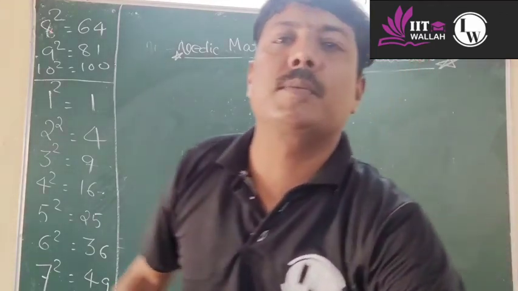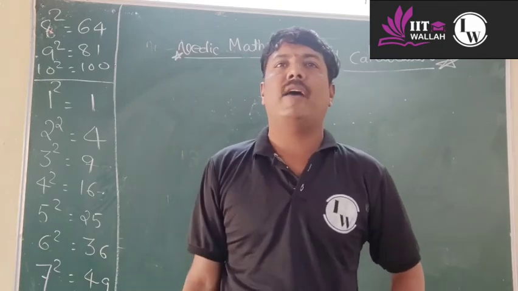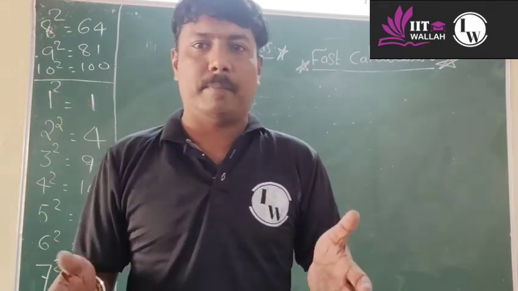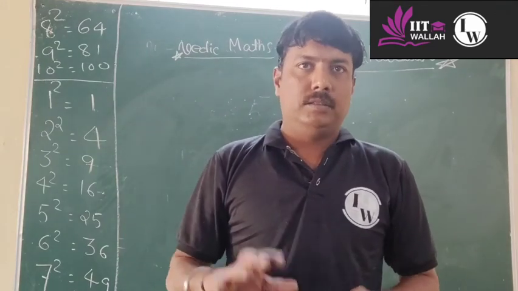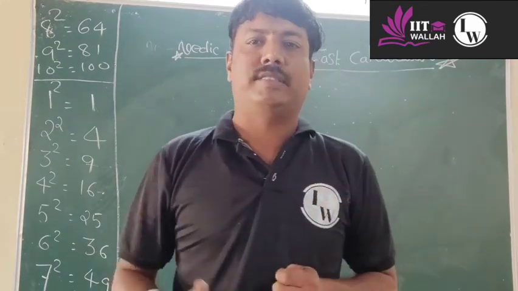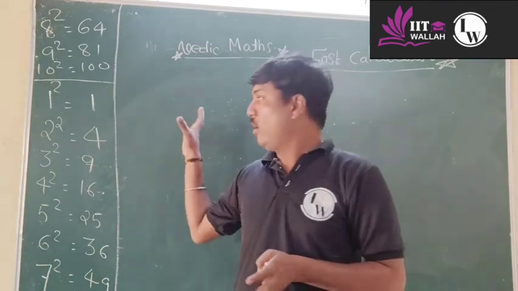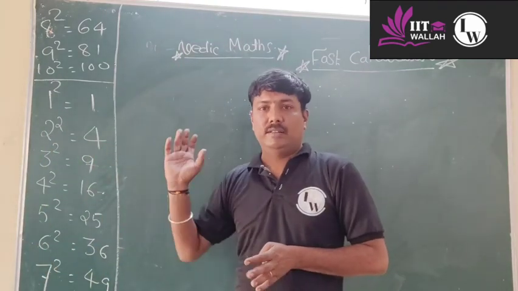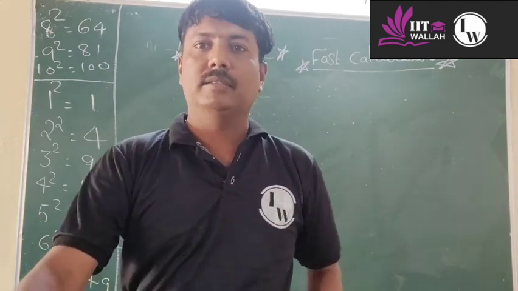I hope you understood both the tricks very clearly. The first trick was multiplication of 11 with any 2-digit or 3-digit number. The second trick we already discussed was finding square roots of big numbers. Here we only discussed 4-digit numbers. Now we will discuss 5-digit, 6-digit, like that. Okay? Thank you.